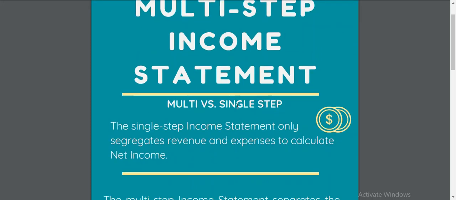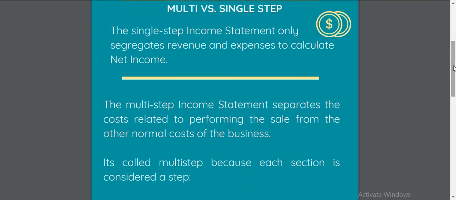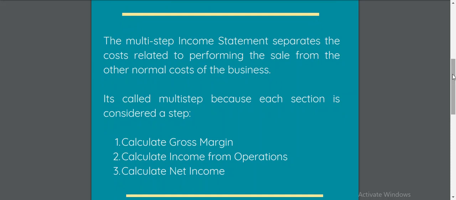The single step statement only separates revenues and expenses, whereas the multi-step income statement takes into consideration the details that go along with the types of expenses and what happens with the revenue. So with the multi-step income statement, and you should have seen it in the text when you read the chapter, they have actual steps that go into preparing the statement. So the first step, we would calculate what's called the gross margin. Then we would calculate income from operations, and then eventually we would get down to calculating the net income.